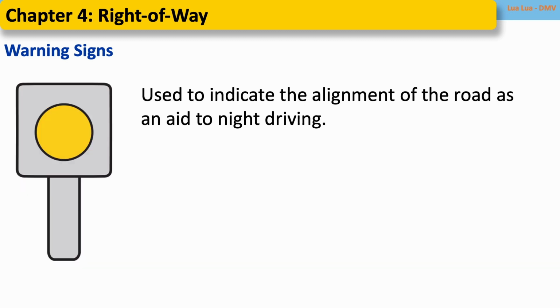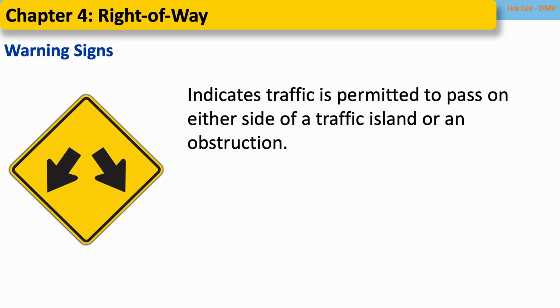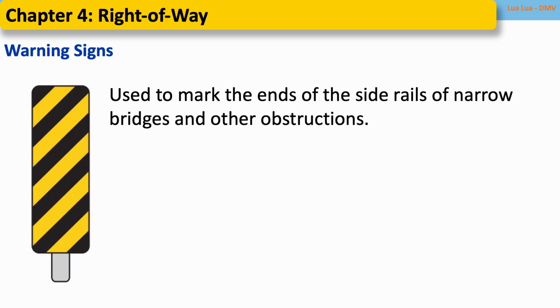Used to indicate the alignment of the road as an aid to night driving. Indicates traffic is permitted to pass on either side of a traffic island or an obstruction. Used to mark the ends of the side rails of narrow bridges and other obstructions.